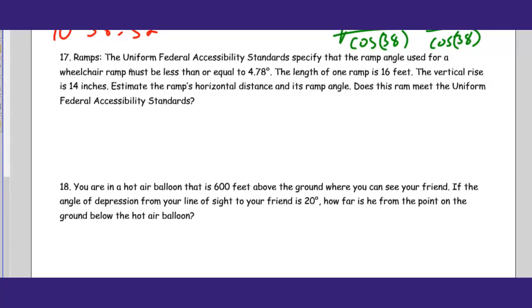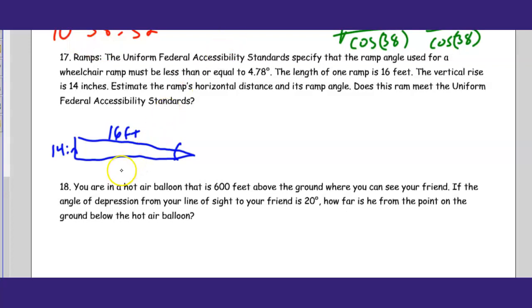I'm going to do a quick sketch real quick. Oh, I thought I could make this thing longer. Hold on. Alright, so here's what I did. The length of one ramp is 16 feet. We got a ramp that's 16 feet. The vertical rise is 14 inches. It says estimate the ramp's horizontal distance, this side, and then its ramp angle. We don't know this. I know they gave us an angle. We're trying to see if this ramp meets that standard.